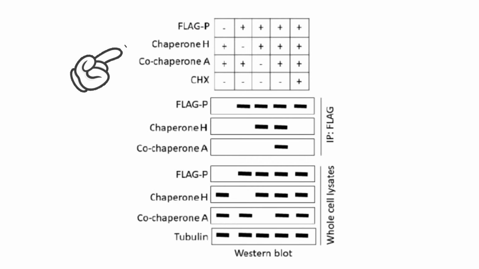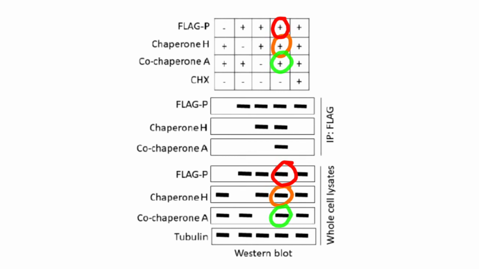Looking at the first picture, in the first lane, chaperone H and co-chaperone A are present. The same condition is seen in the third picture. In the second lane, flag-tagged protein P and co-chaperone A are present. In the third lane, flag-tagged protein P and chaperone H are present. In the fourth lane, flag-tagged protein P, chaperone H, and co-chaperone A are present. In the last lane, all the components are present.